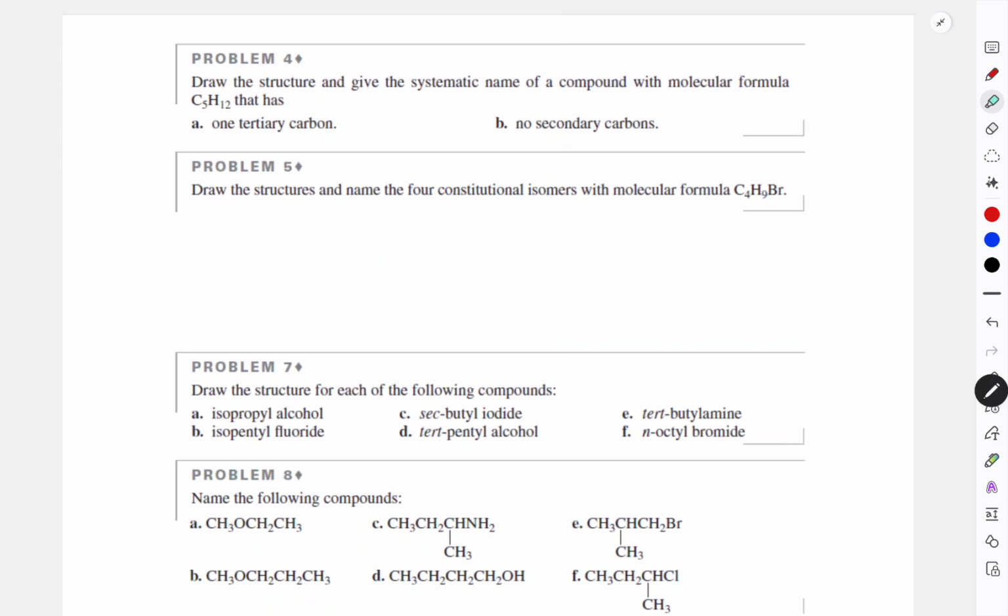And I guess this is the piece that maybe we didn't solve in the record lectures, so maybe we can try, just for reviewing what we just learned in the previous lecture. Right? So maybe you guys can try. Problem 4: draw the structure and give the systematic name of a compound with the molecular formula C5H12 that has (a) one tertiary carbon, (b) no secondary carbons.